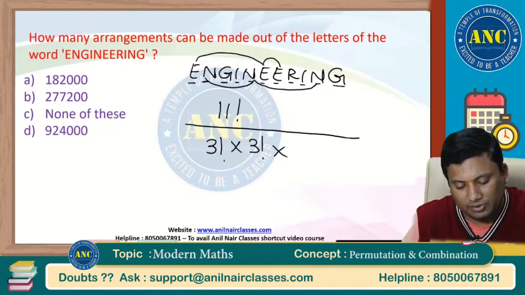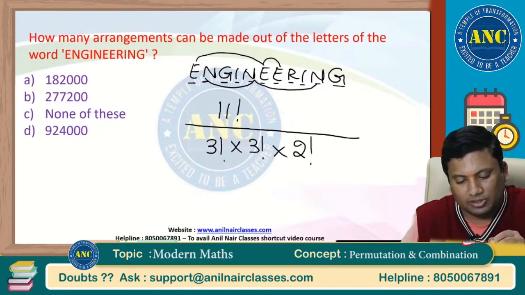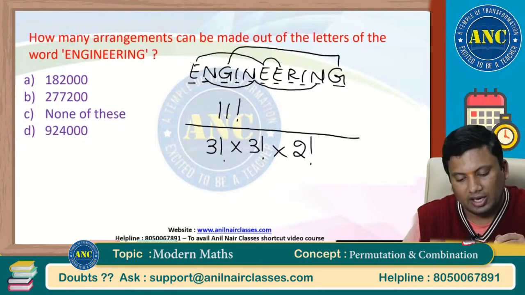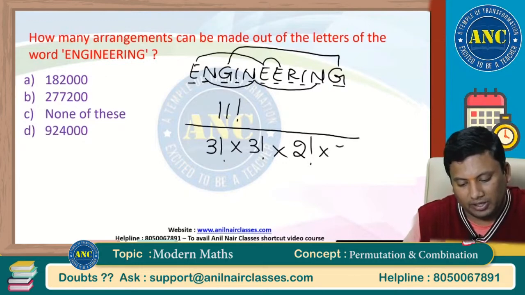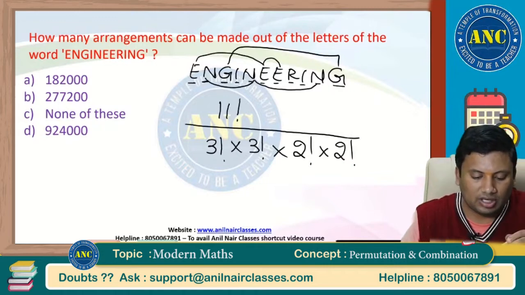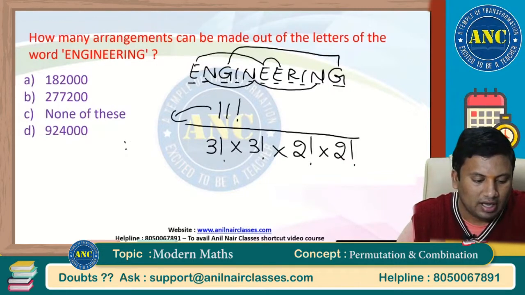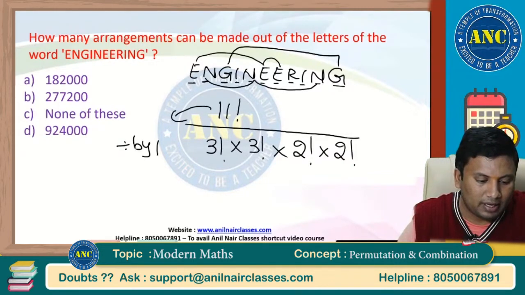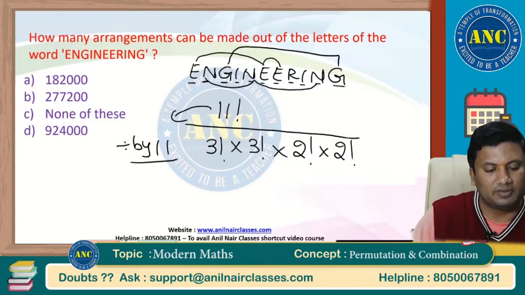G how many times it is present? 2 times it is present. G and G. I how many times it is present? 2 times. Now here the beauty about this question is 11 factorial. Answer should be divisible by 11.